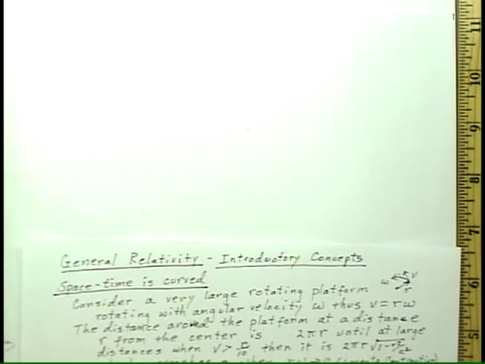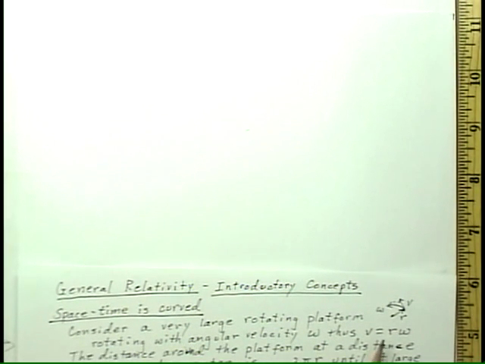I would be remiss if I didn't at least mention some of the elementary concepts having to do with general relativity. In particular, let's just look at some of the verbal things that we can consider. The first thing is a result that space and time are curved. Where do we get this conclusion? Well, let's consider a large rotating platform that's rotating with some angular velocity omega, and thus the velocity is going to be v equal to r times omega.